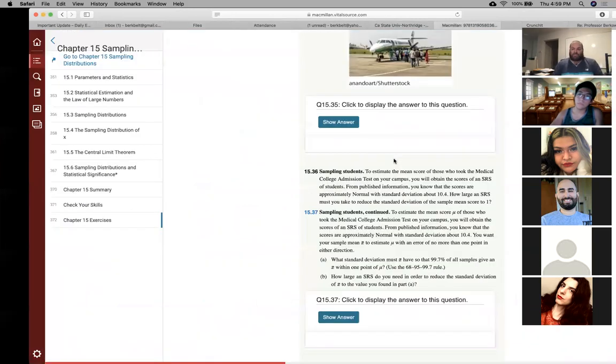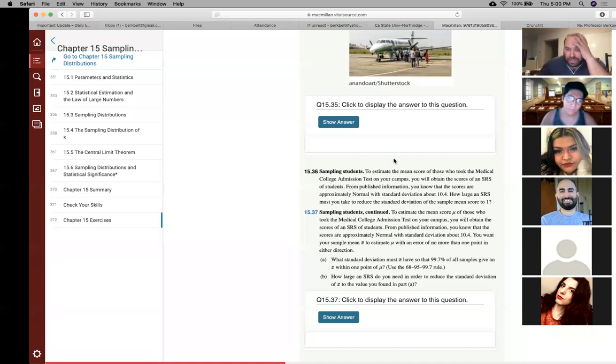So to estimate the mean score mu of those who took the medical college admission test on your campus, you will obtain the scores of an SRS of students. From the published information, you know that the scores are approximately normal with a standard deviation of about 10.4. So right now, this is what we have. We have normal of blank, 10.4. They didn't give us the mean yet. Maybe they will as we read further, but they don't give it to us yet.